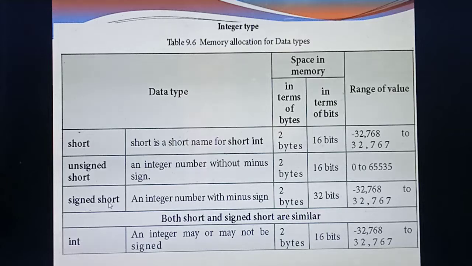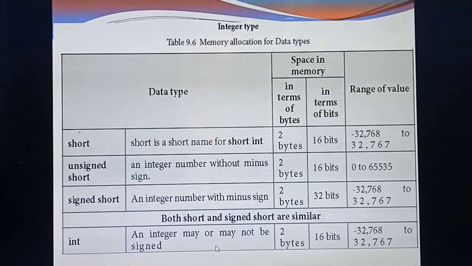Okay. So normally what's the storage capacity of int? 2 bytes. That is, int means integer, which may or may not be signed. Now we can call minus 5 an integer, plus 5 also an integer. A number with sign or without sign we can call an int. Understand? So under the integer data type, how many modifiers have we studied? 4. What are they? Short, unsigned short, signed short and integer.